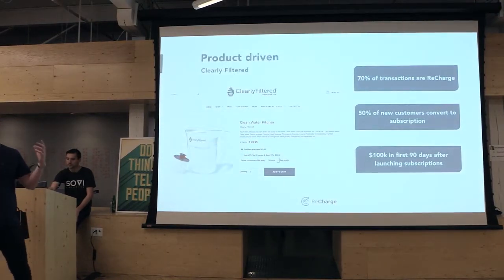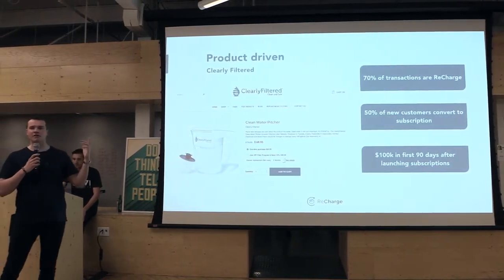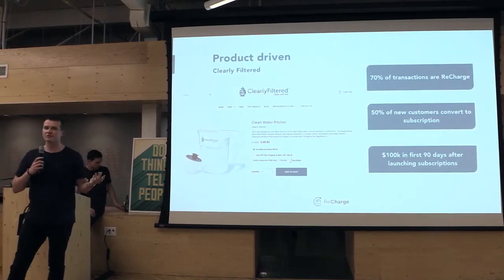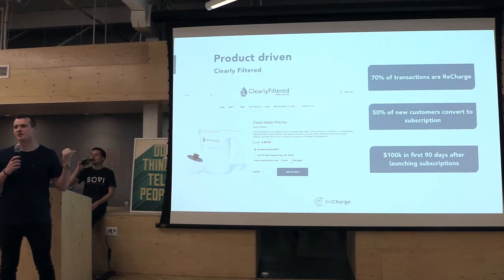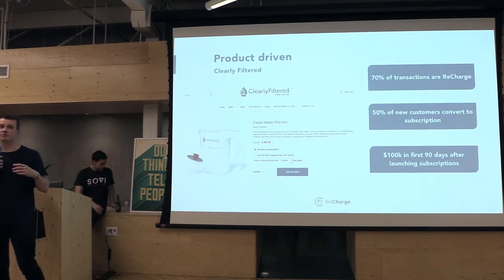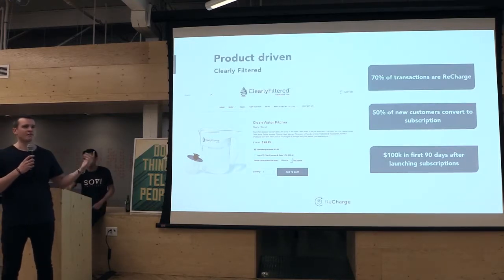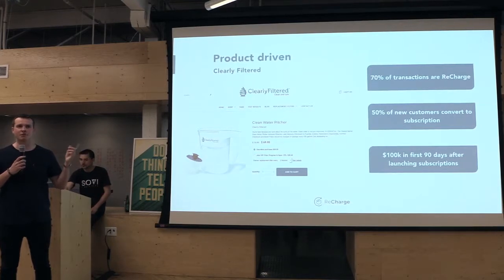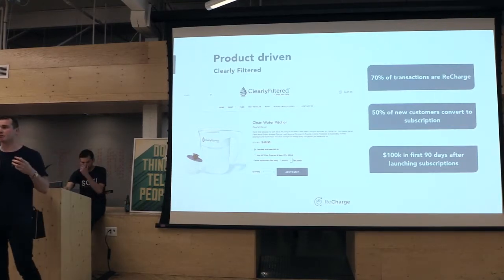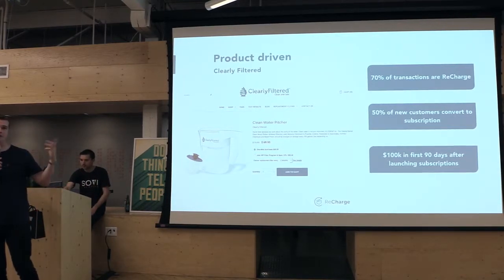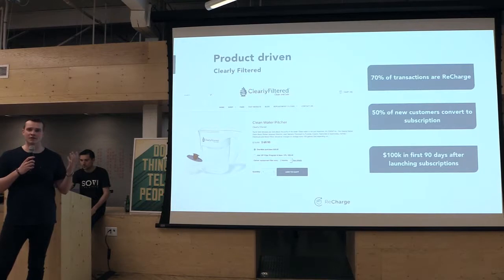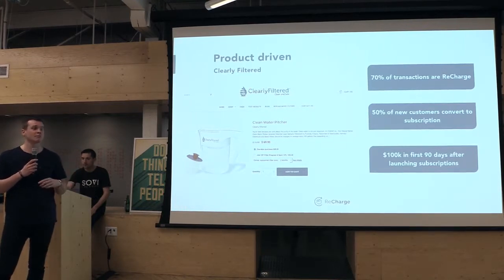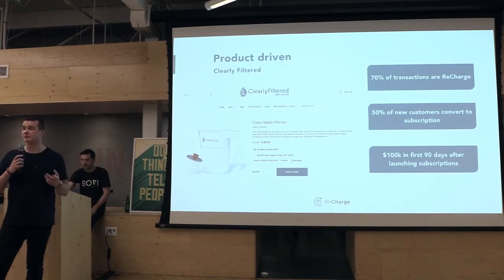But then we can also look at the typical model. So Clearly Filtered is one of our water filter products. We have a number of these, as you can imagine. 70% of the transactions they process are through Recharge, so they're all subscription, or the vast majority, sorry. And 50% of any new customers will automatically opt into a subscription versus a one-time purchase. And as part of that, when they first launched Recharge, in the first 90 days, $100,000 came through. So again, high growth, high retention, and a critical part of our business.